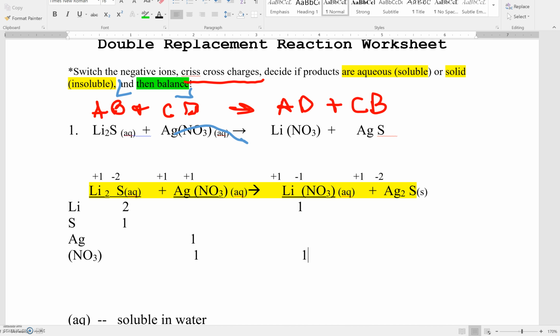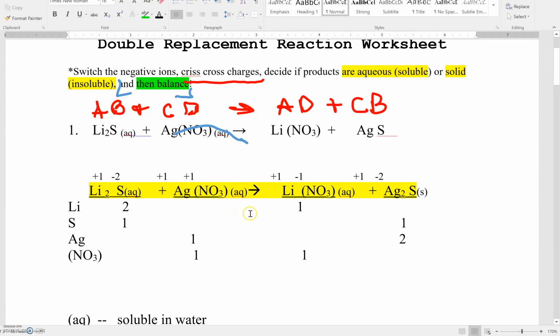And under the final compound, silver sulfide, let's underline that. I'll have 2 silvers, 2, and 1 sulfur.